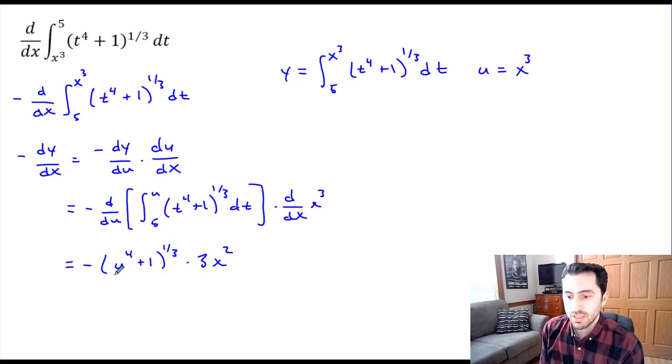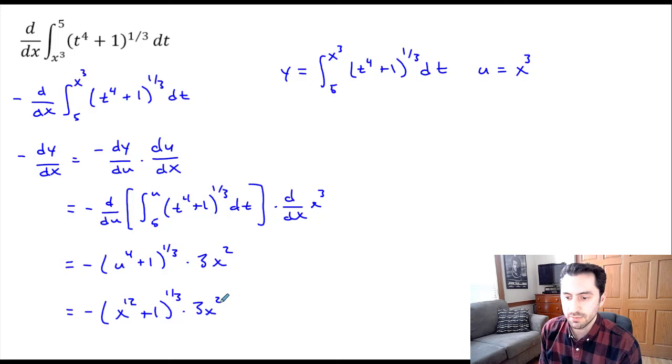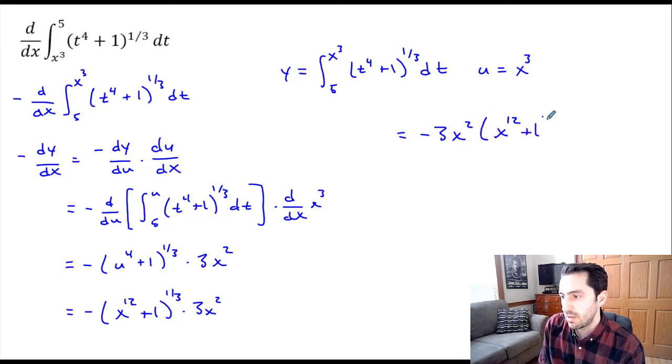Now to finish up, we just need to replace u with our variable x again. So substituting in x cubed, where we have a u to the 4th, we're going to have x cubed to the 4th. That's the same as x to the 12th plus 1 to the 1/3 power, and times our 3x squared. And why don't I just rewrite this a little bit? So I'll come up here. So our final answer, the derivative of this entire integral, is going to be negative 3x squared times x to the 12th plus 1 to the 1/3 power.